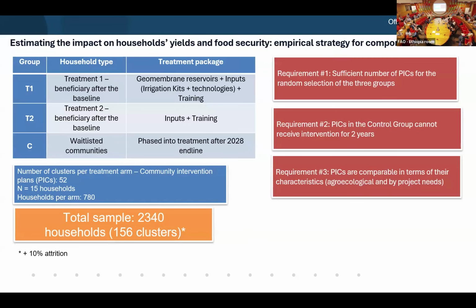So this is the, well, if you could, okay. This is a little bit the empirical strategy for the first 2 components.